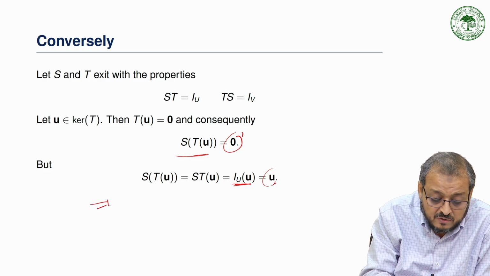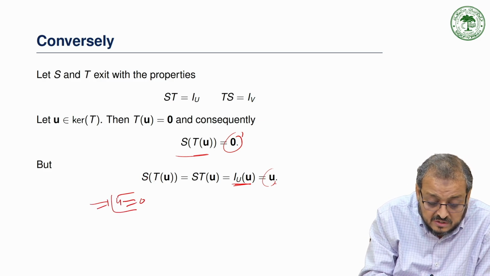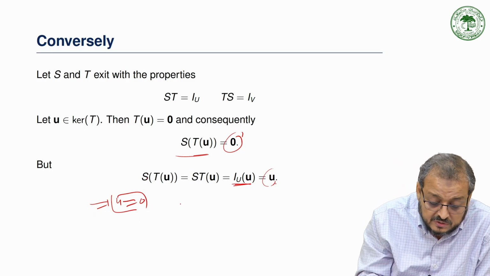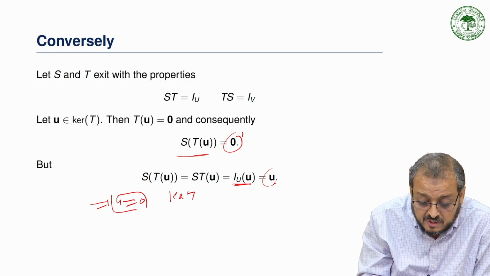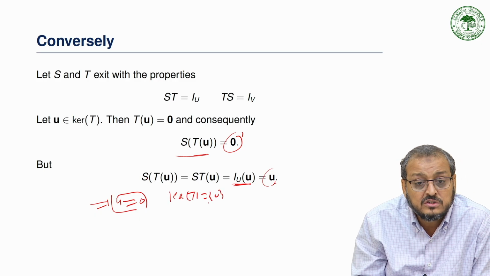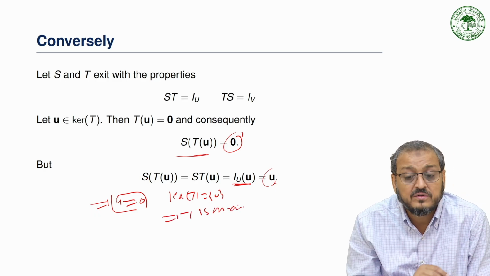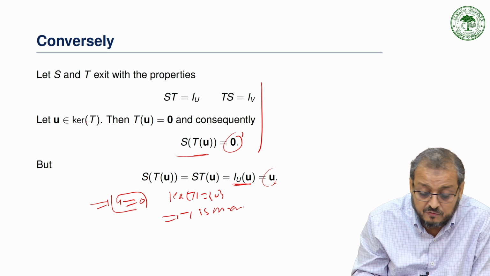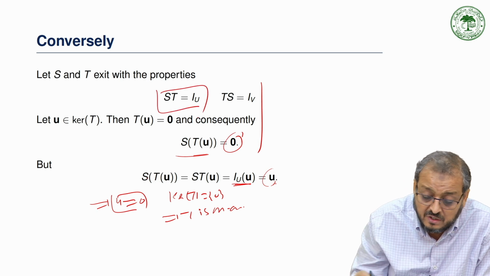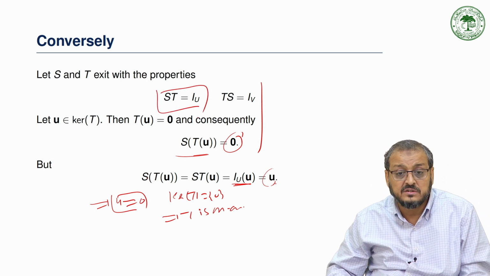So this implies that U is equal to 0, and if U is equal to 0, that means we can say that the kernel of T is equal to the zero subspace. This implies that T is one-one. So this completes the first part of this using this condition. Now we show that T is onto.